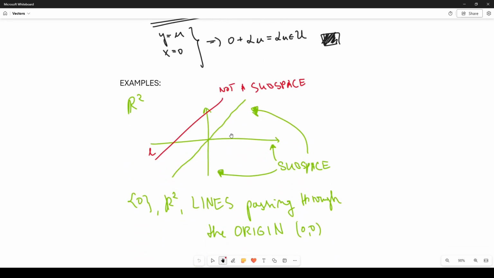So here are some examples of subspaces in R squared, so the plane. These lines passing through the origin are subspaces. If you just look at this axis, or if you look at this line, those are all subspaces, and any other line that passes through the origin, no matter the angle it forms with the x-axis. Whilst this line over here is not a subspace, since, for example, it does not have 0 in it. It does not pass through the origin, so it cannot be a subspace.